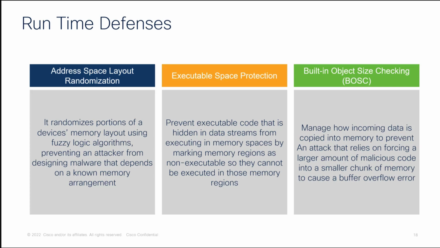Okay, now let's get into some runtime defenses. So ASLR is a defense that initiates before the OS even loads. It randomizes portions of a device's memory layouts using fuzzy logic algorithms, preventing an attacker from designing malware that depends on a known memory arrangement. So for example, every Cisco Catalyst switch of the same type is configured with the same memory layout when powering up. So when you power up the switch, the ASLR kicks in and randomizes a portion of the memory, and this results in each switch having a different running memory configuration.